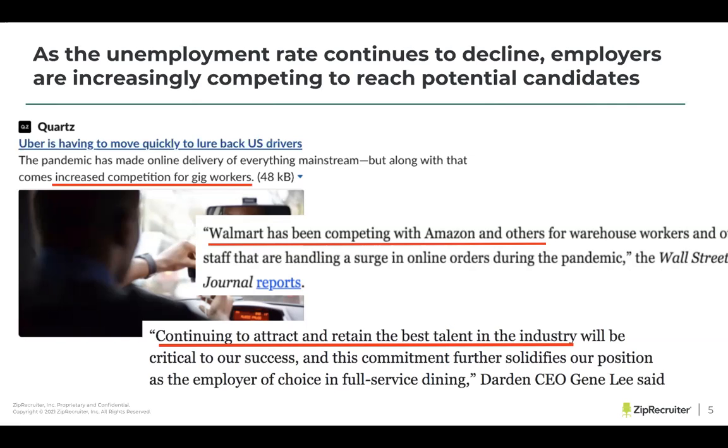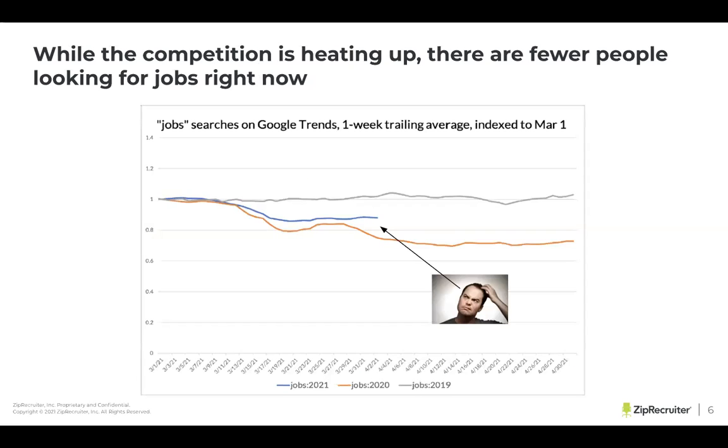As well, Walmart has been competing with Amazon and others for warehouse workers for many years. However, during the pandemic, it has caused a great struggle, and there's massive competition between the two conglomerates. Some employers are saying that continuing to attract and retain the best talent in the industry is becoming a critical part of their success, and this commitment further solidifies their position as the employer of choice in full service dining. That is the Olive Garden brands, who are having to reach out to past employees that they had actually laid off. So while competition is heating up, there are fewer people looking for jobs.